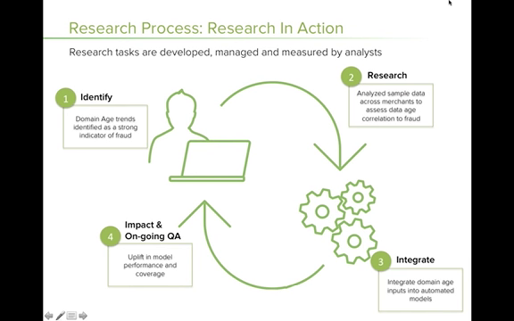So the first would be around identifying a trend. So perhaps we see that the domain age trends are identified as a strong indicator of fraud. So how long has the email that's being used been in existence? If it's just been created in the last couple of days, is there an explainable reason? But we want to make sure that analysts have the ability to look at that by domain, so the different domains, and also by time.